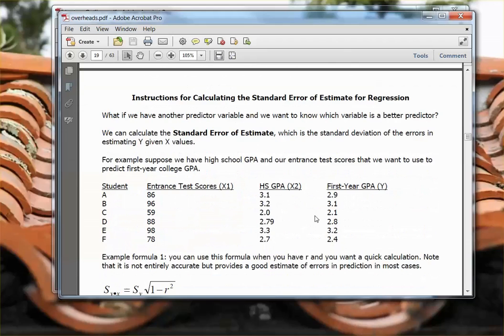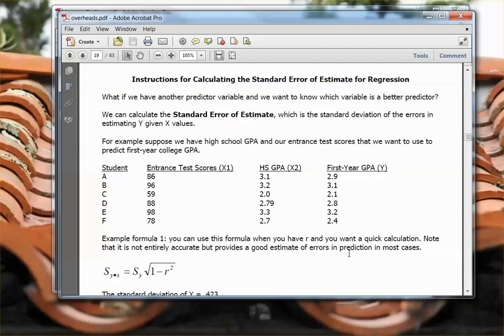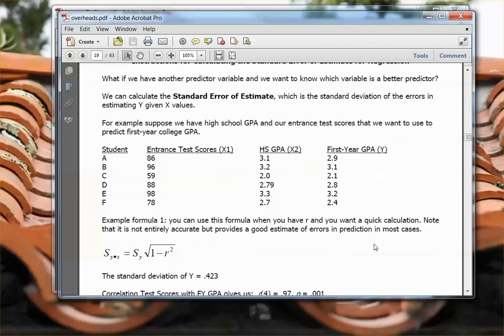So let me briefly talk about, now this handout talks about calculating the standard error of estimate for regression. So this is a way to assess, if you have two predictors, which one's better. So let's suppose we have their entrance test scores, and this is the same data. And we also have high school GPA, and we're using them to predict our first year GPA. Let's suppose they're both correlated so that we know that there's a good statistical relationship, but now we want to figure out which one's better, right?